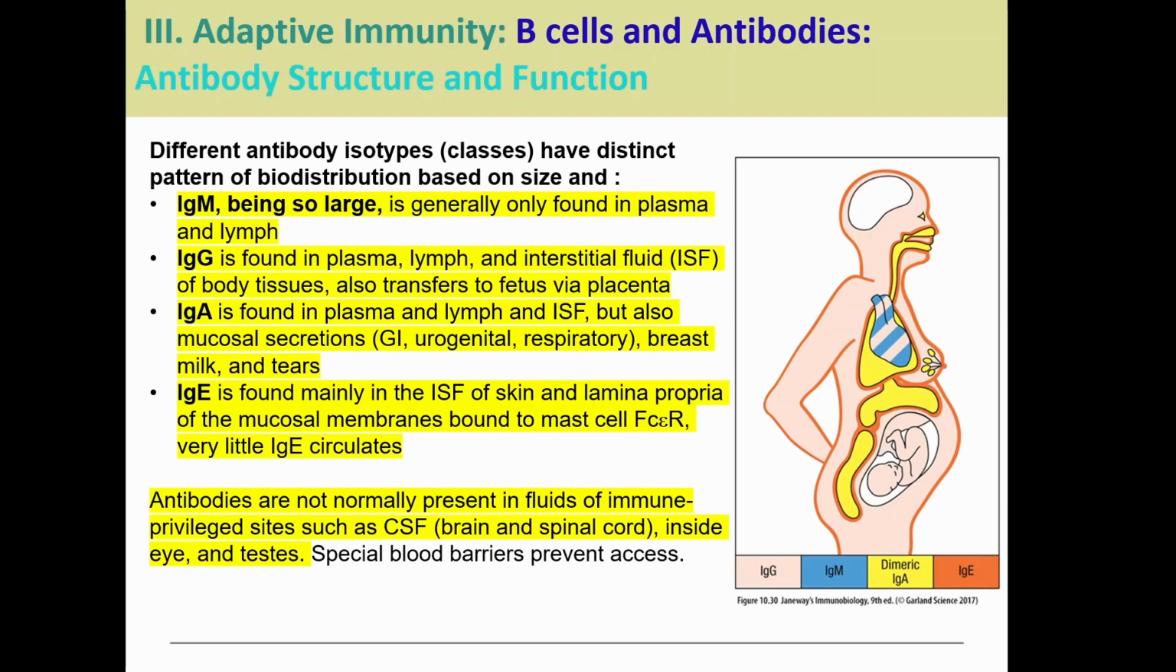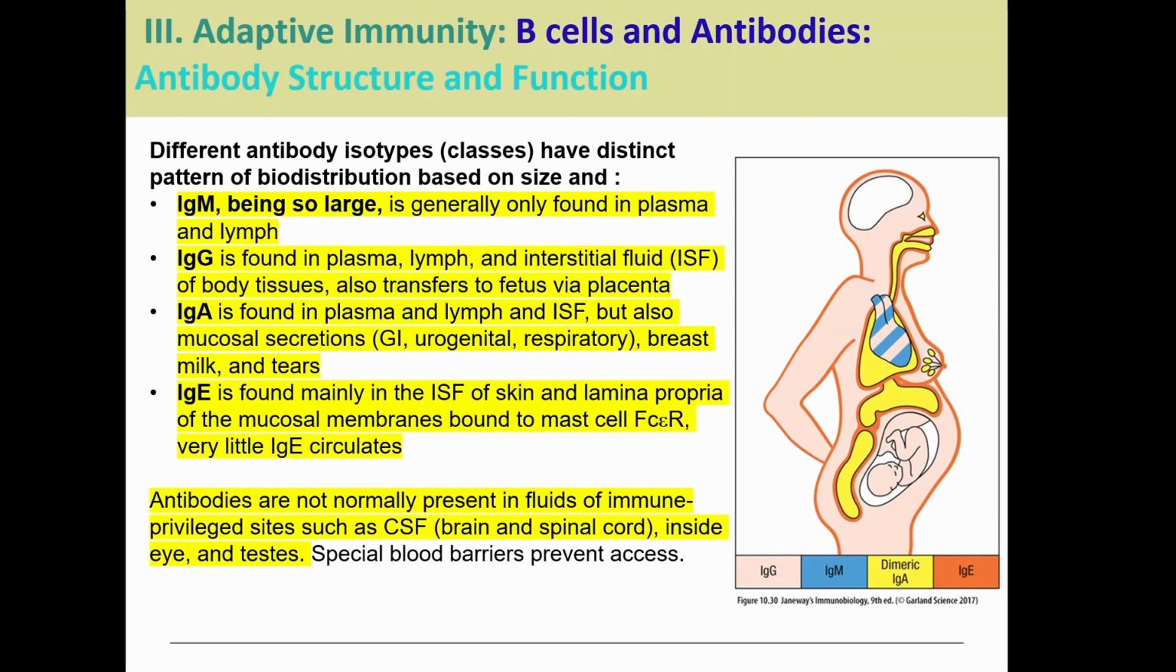So when it comes to where we find them and what they do and what they look like, let's go ahead and talk about it. So IgM, these guys are big. We only find them in the plasma and the lymph, right? IgG, we find them in the plasma, the lymph, interstitial fluid, right? They can go from the mother through the placenta to the fetus.